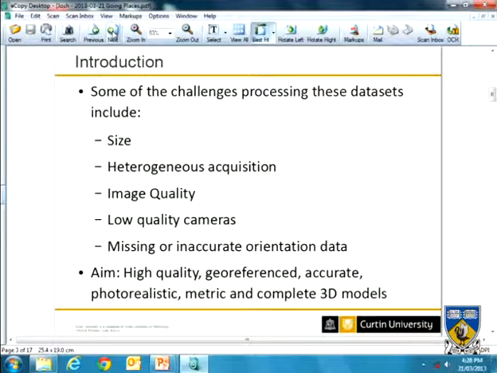Some of the challenges that we've got with these data sets is, first of all, their size. Some of the exploration they did may have taken days or weeks, and so they've got a video archive or many hundreds or even thousands of photos of whatever it is they were looking at the time. Part of the issue is this heterogeneous acquisition, where as they go around they look at some things and then come back to it later, they look at something else and mix everything together. And due to the age of these data sets and the way they've gone about it, sometimes they've got poor image quality and cameras, or there's no details about where things are relative to one another. But ultimately what we want here is high quality, georeferenced, accurate, photorealistic, metric and complete 3D models. It's a tough ask and it's a bit of a mouthful, but hopefully we can get there.